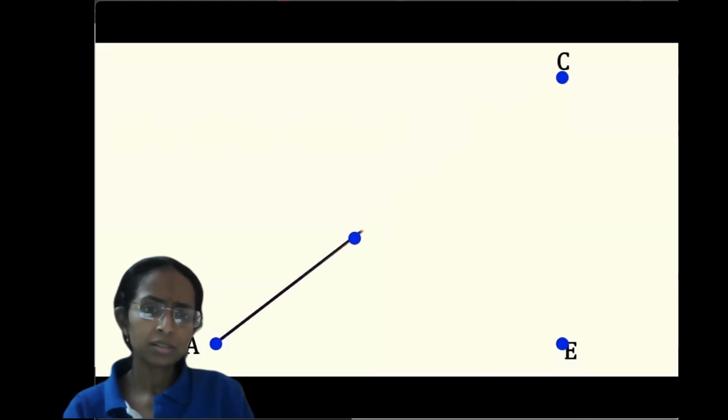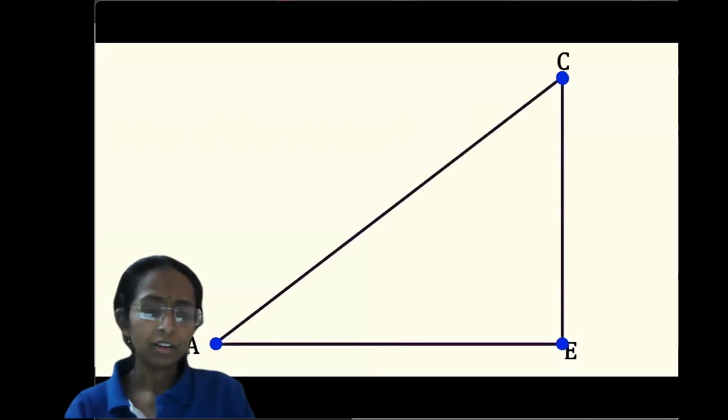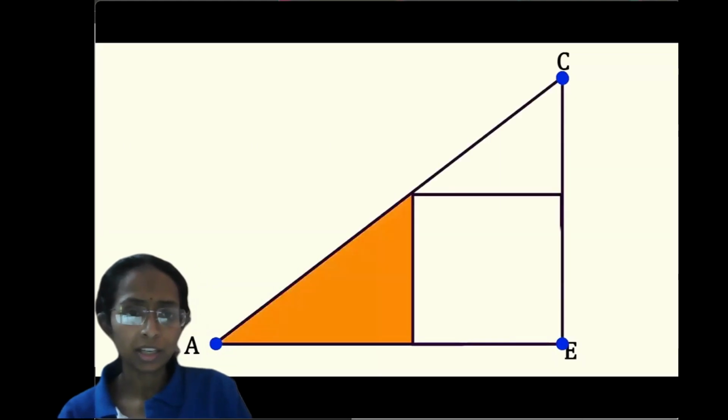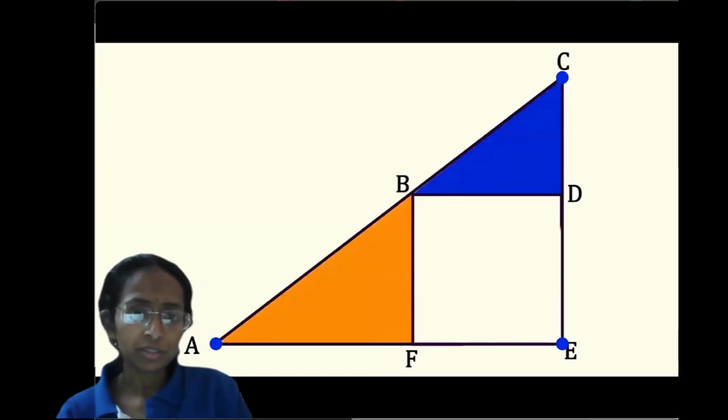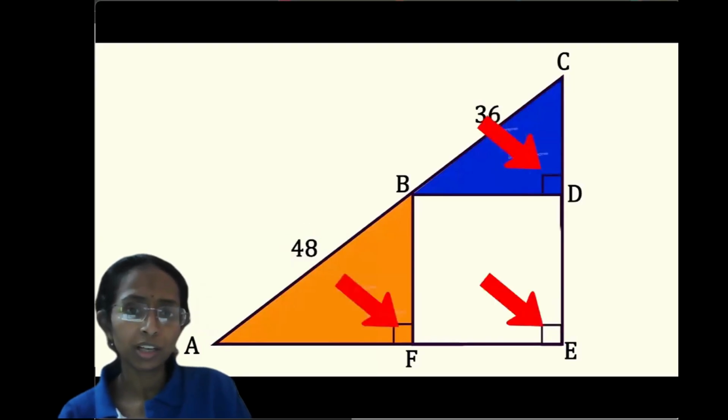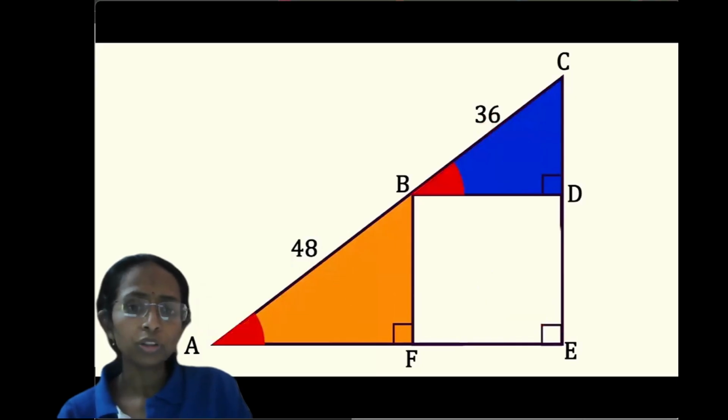So now let us draw the figure again. Let us name the triangle ABC. ABF is my orange triangle. BDC is my blue triangle. The hypotenuse of the orange is 48. The hypotenuse of the blue triangle is 36. Both are right triangles, and we can see that the angles are common.